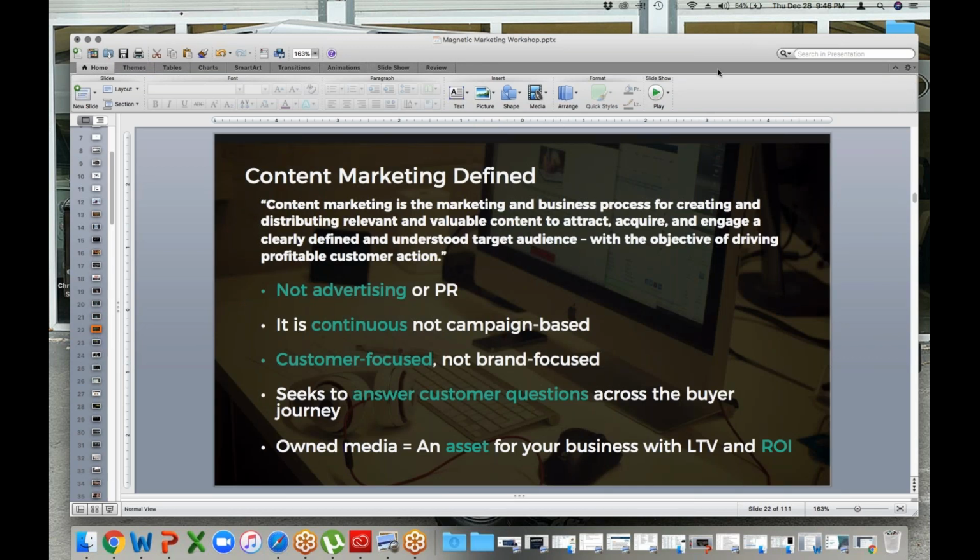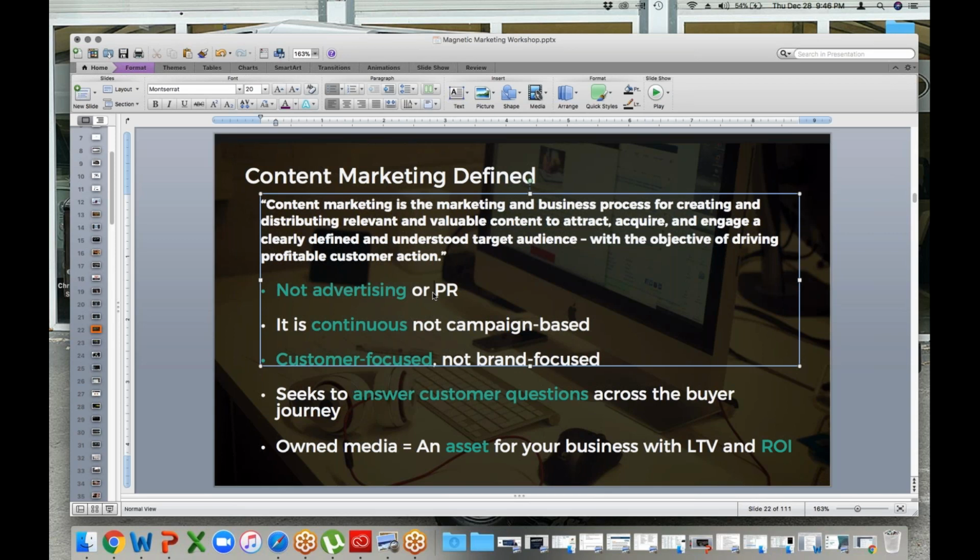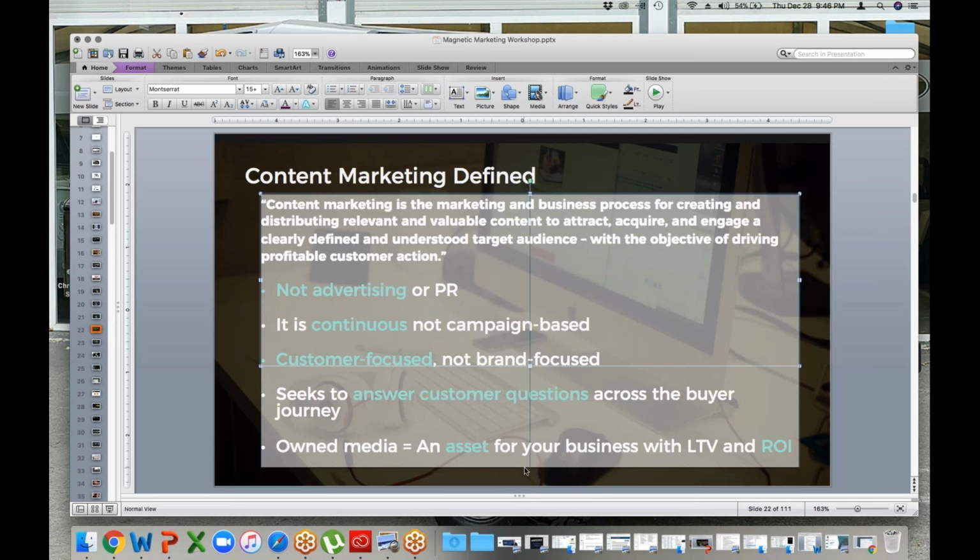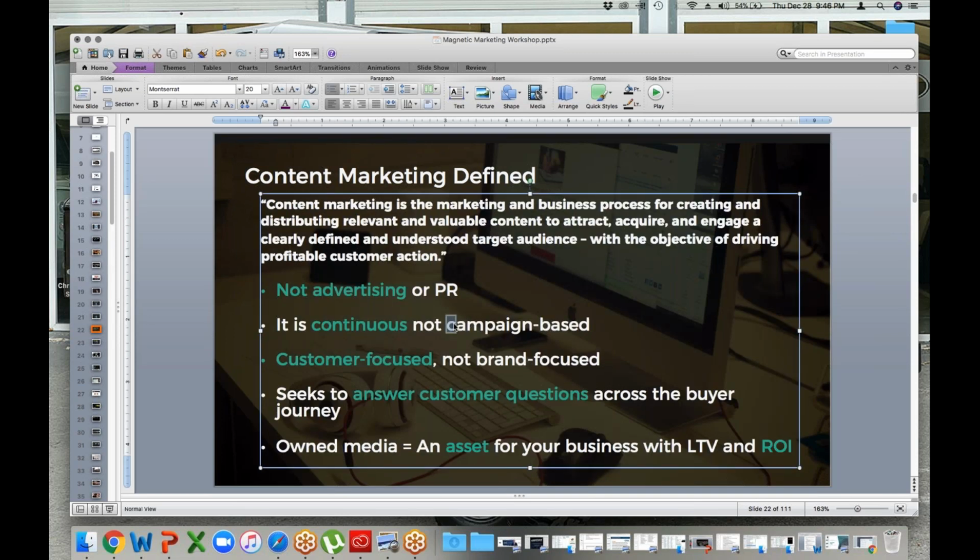Okay, so let's define it. It's not advertising or PR all the way. Advertising and PR is done more for getting your stuff out there in general. But content marketing is creating and distributing relevant and valuable content to attract, acquire, and engage a target audience, driving profitable customer action. So PR or advertising is a means to do it. For example, you can use a PR person to deliver your content at a higher level, but PR is not content per se.